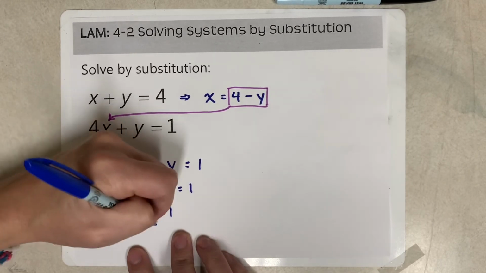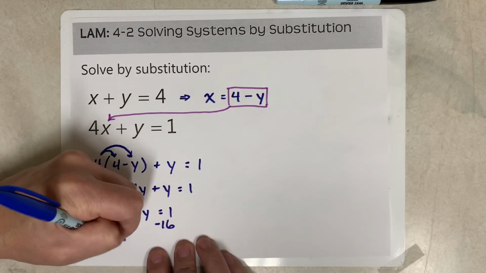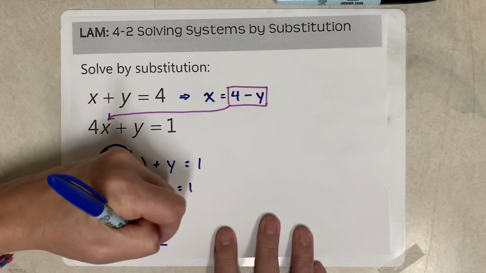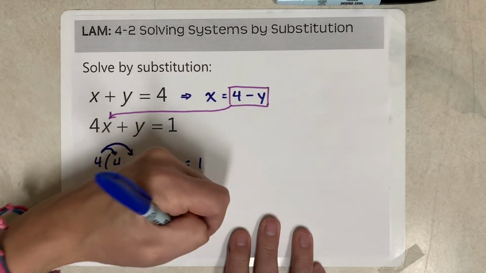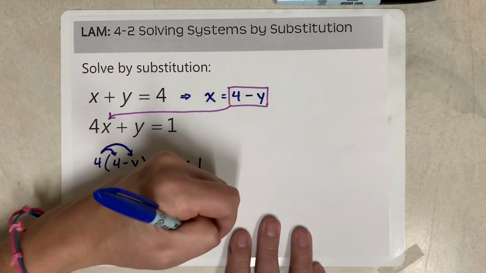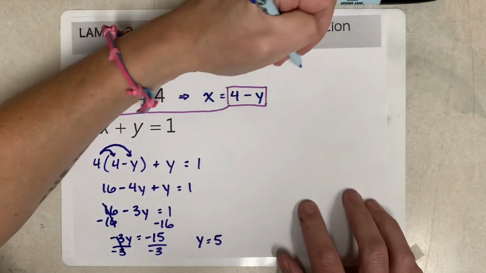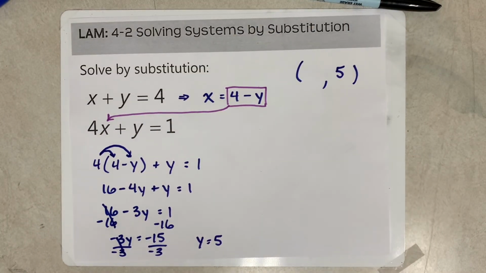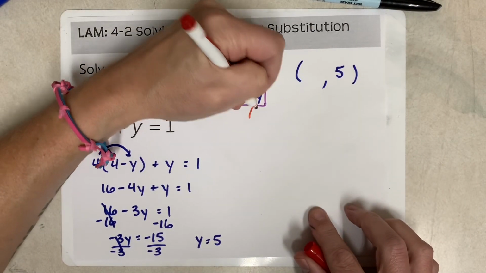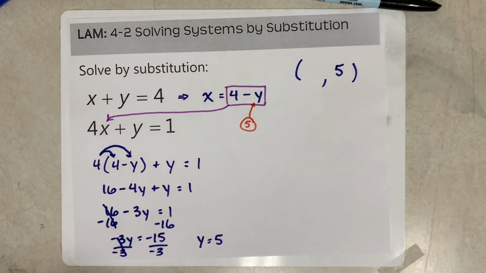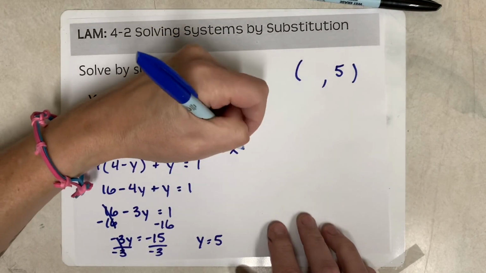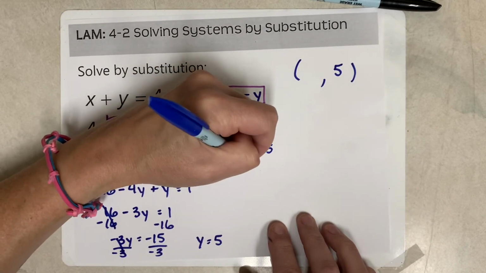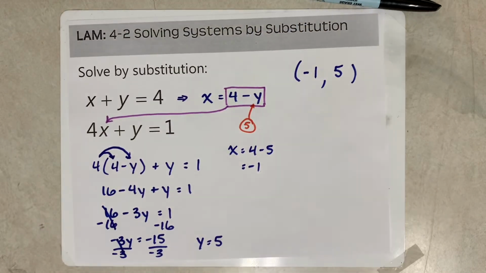Subtract 16. Negative 3y is equal to negative 15. Divide by negative 3. And we got y is equal to, what's that going to be, 5? Positive 5. So wherever these two lines meet, the y coordinate is 5. Okay, we're going to take that 5 and plug it in for that y right there. So x equals, this time, 4 take away 5. And so that's going to be a negative 1. And that's your x coordinate.